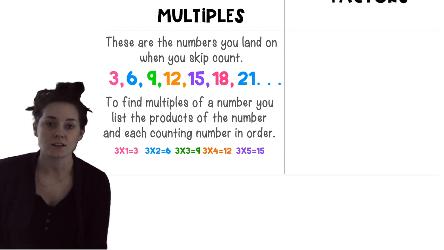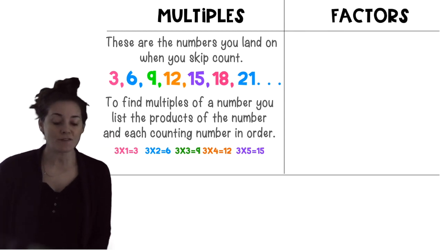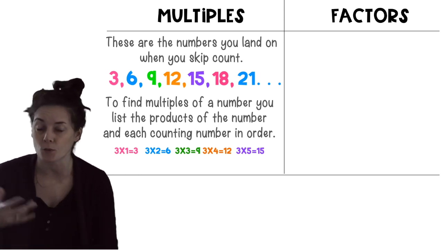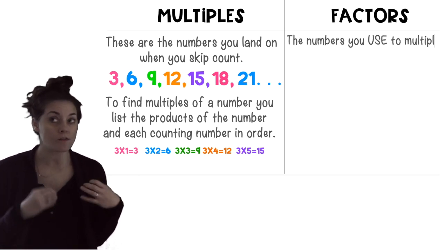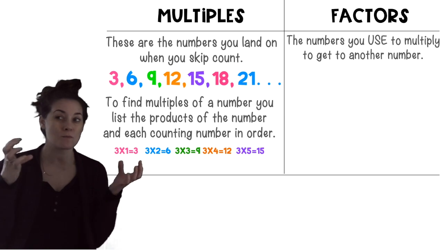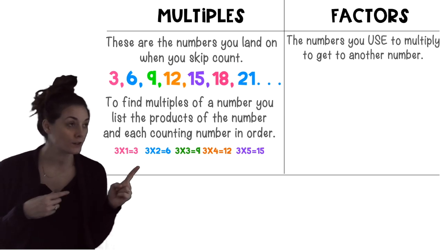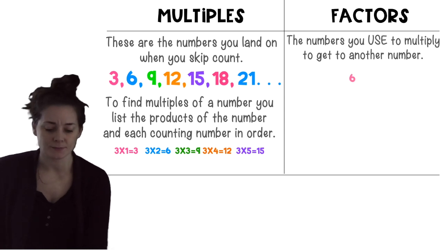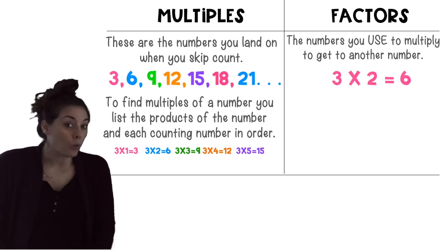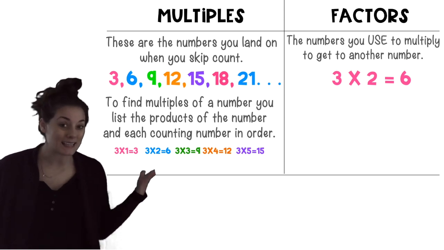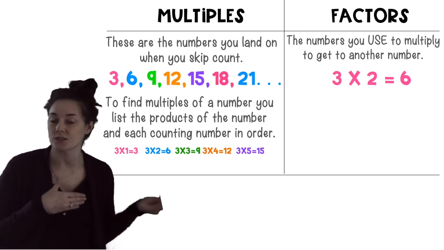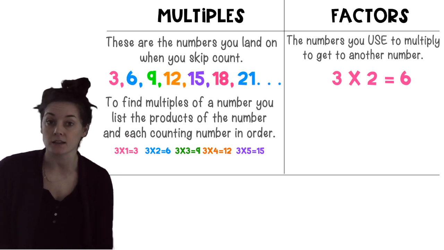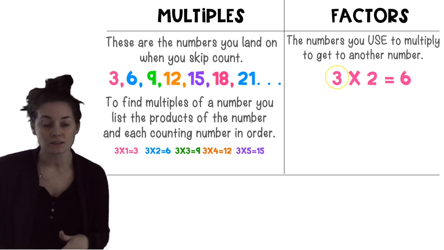All right, let's start talking about factors. Now with factors, it's a little bit different, but it's still using multiplication, just in a different way. Factors are the numbers that we use to make up another number using multiplication. So for example, let's use 6. I know that one multiplication problem to make 6 is 3 times 2 equals 6. So two factors of 6 are 3 and 2.